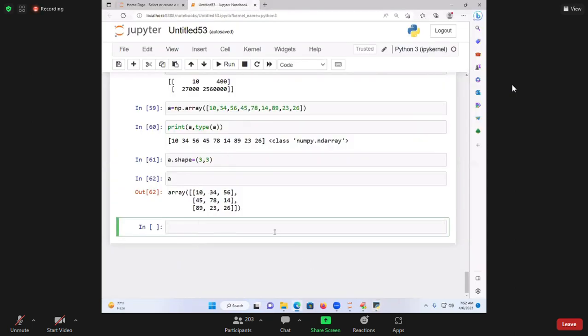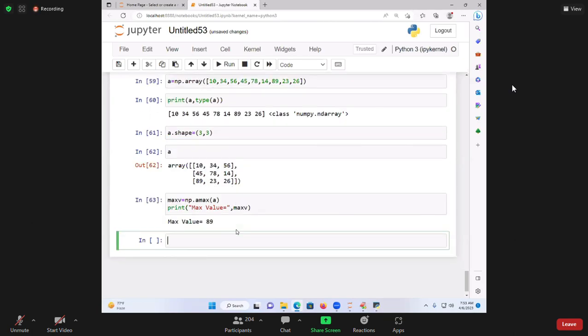Like that, even in our case of this ND array, there is a function. maxV is equal to np dot amax, which is going to take the ND array name. What is the ND array name? A. Find the max value and print it. Print max value is equal to maxV. What is the maxV here? 89 is the answer.